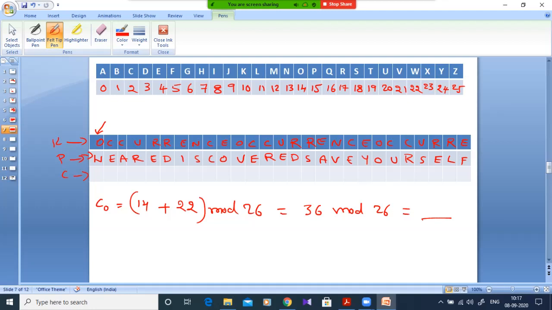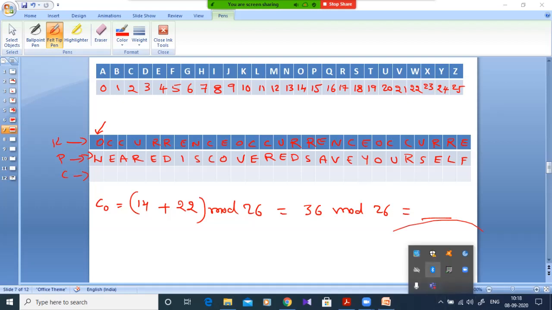9 is J. Okay. Please try to do one or two, so it will be easy for the next letters. Next C and E. 2 plus 4, 6. 6 means G. Next CR. 19, sir. T. Okay. Next UE. 24. So 24 means Y. R and D. Where is the R? 17 plus 3, 20. 20 means U.